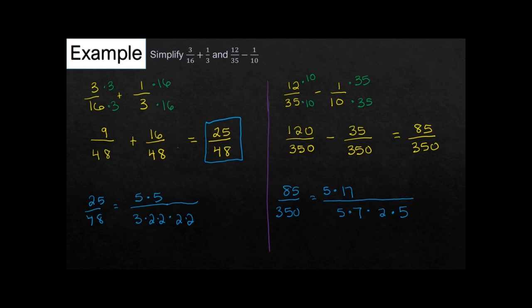So now I can start canceling things out. So I've got a 5 and a 5 on the top, and that's it. That's all I can cancel. So I'm left with 17 on top, and then I multiply 7 times 2 times 5, and that gives me 70. And that is the final answer.